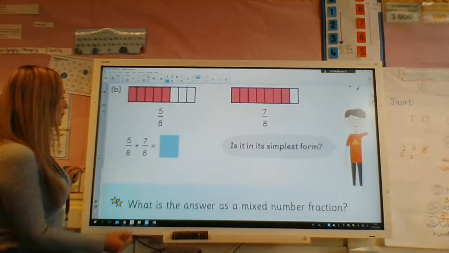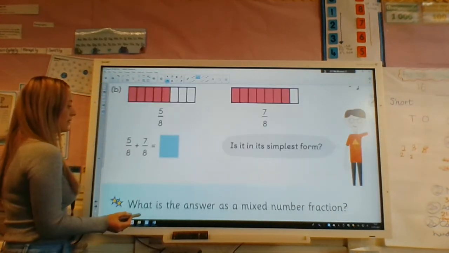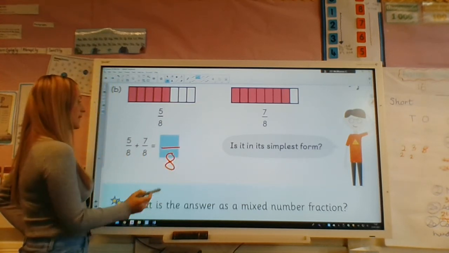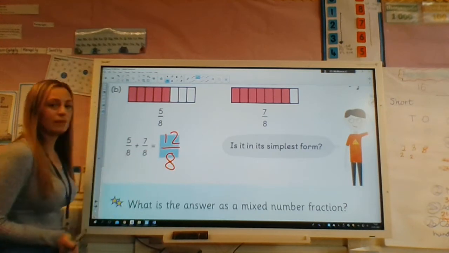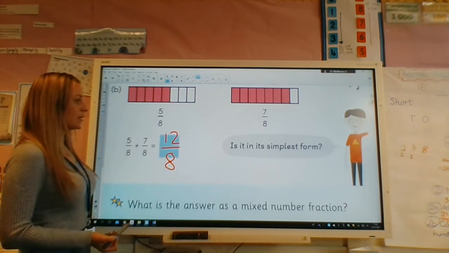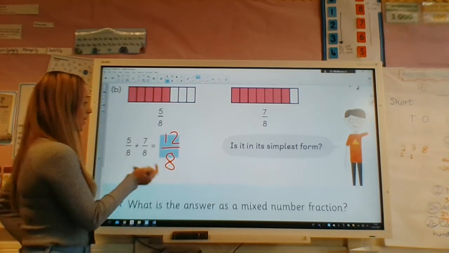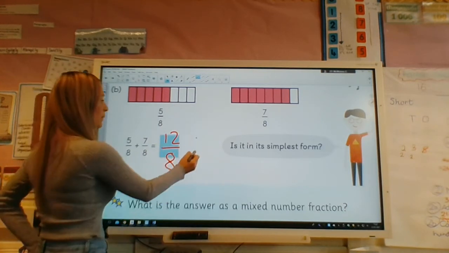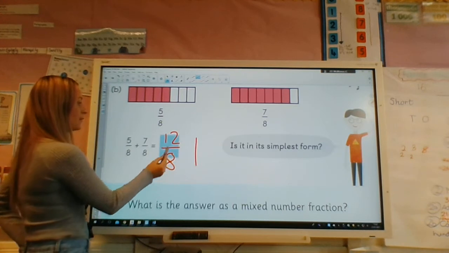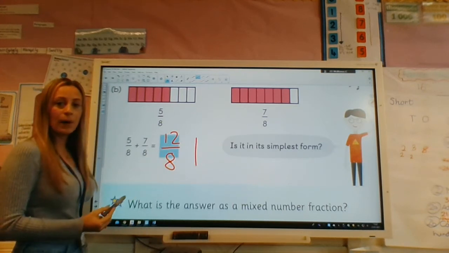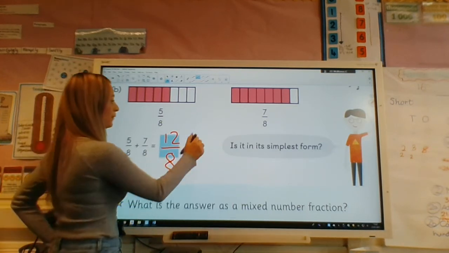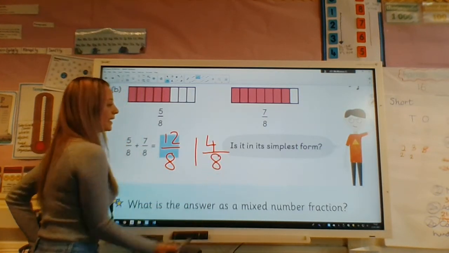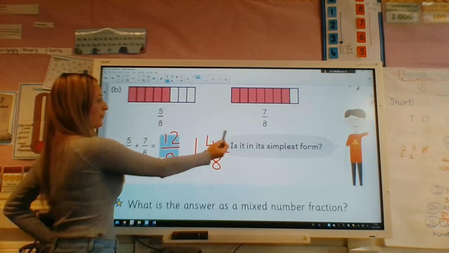Here's another example. We've got 5/8 add 7/8. Again, the denominator stays the same. What is 5 add 7? That is 12. And then we've got 12/8. Now we need to turn it into a mixed number fraction. How many 8's go into 12 to make one whole? That would be 1. If you're at 8, how do you get to 12? How many parts are left over? That would be 4. And the denominator is 8. So that's your mixed number fraction.